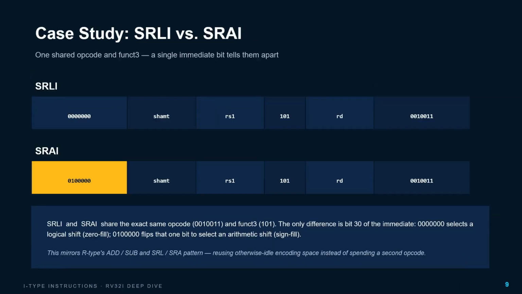And next, we are going to try to understand the difference between our SRLI and SRAI, where SRLI is nothing but shift right logical, and SRAI is nothing but shift right arithmetic. With one shared opcode and function 3, a single immediate bit is going to differentiate between them. So you can see over here, SRLI and SRAI share the exact opcode, which is 0010011, and function 3, which is equal to 101.